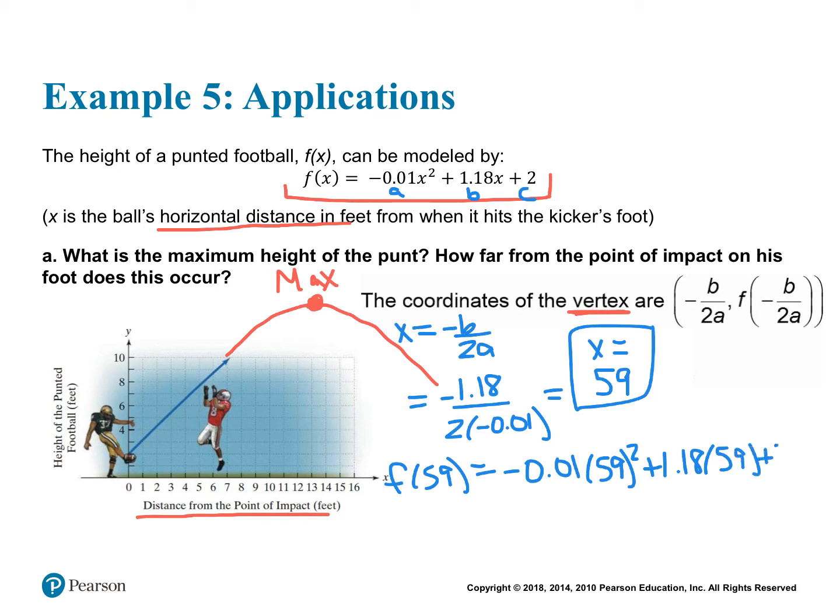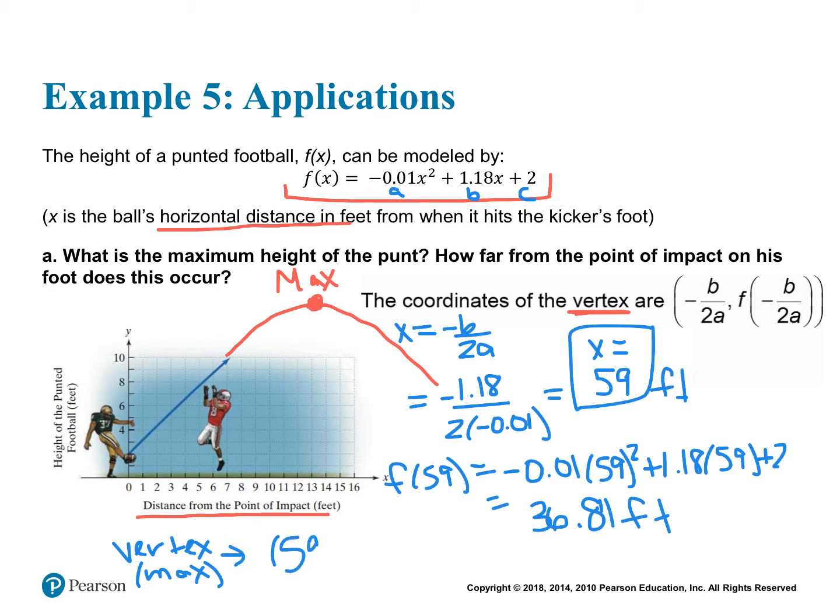Plus 2. And when you plug all that into a calculator, you're going to end up getting 36.81. And I should mention this is feet. So our vertex is going to be, which is our maximum, 59 feet on the x-axis, 36.81 feet on the y-axis.